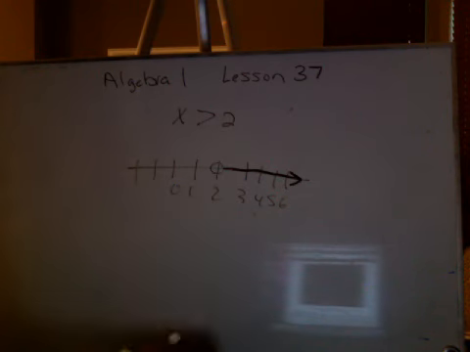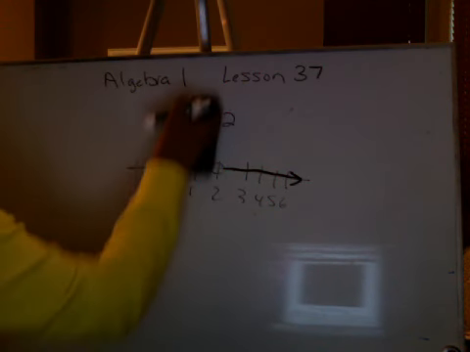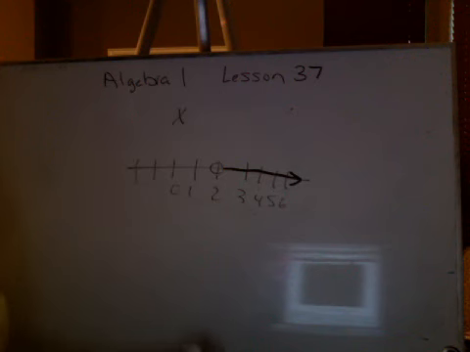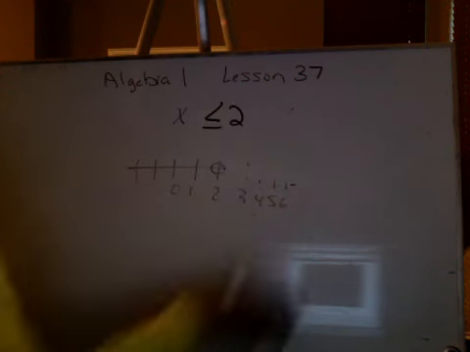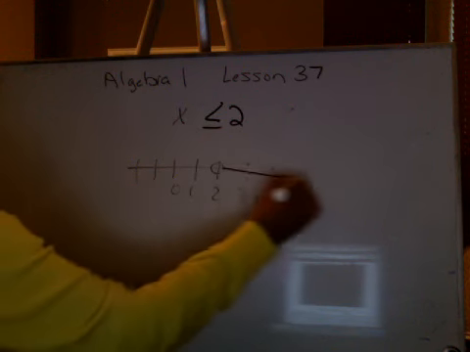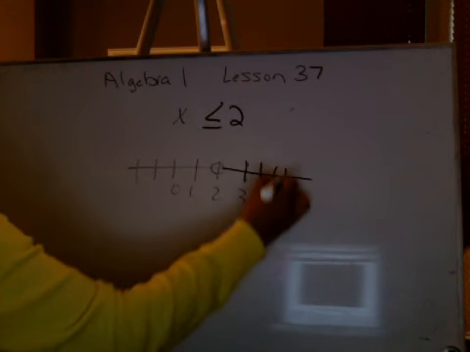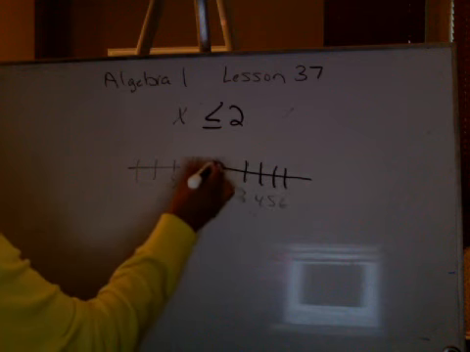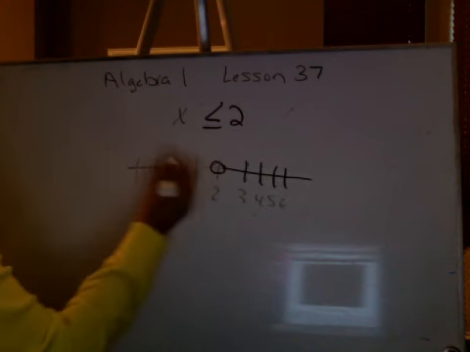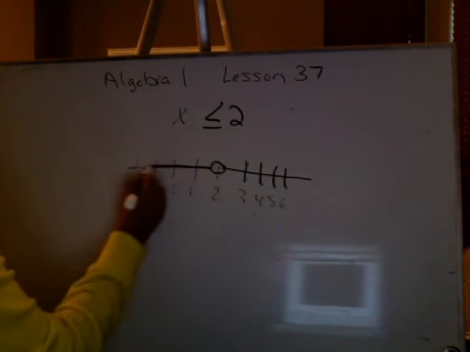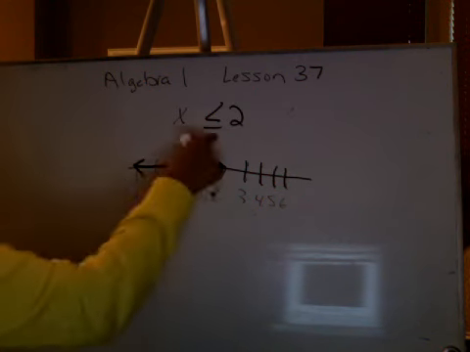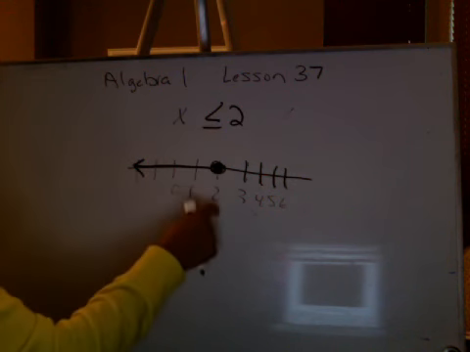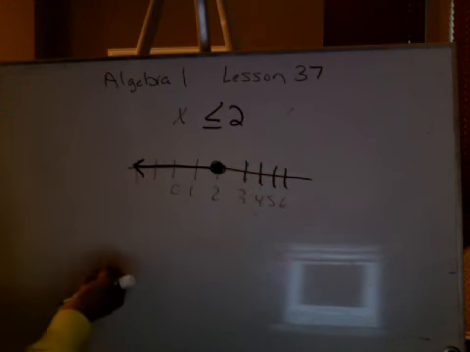Now, let's look at a different one. It says x is less than or equal to 2. Okay, well, what are we going to do here? We circle 2, and x is less than, so x is going to be to the left, and it's going to keep going. You color in your circle because it includes 2, since this is x is less than or equal to. So this is how you would graph that.